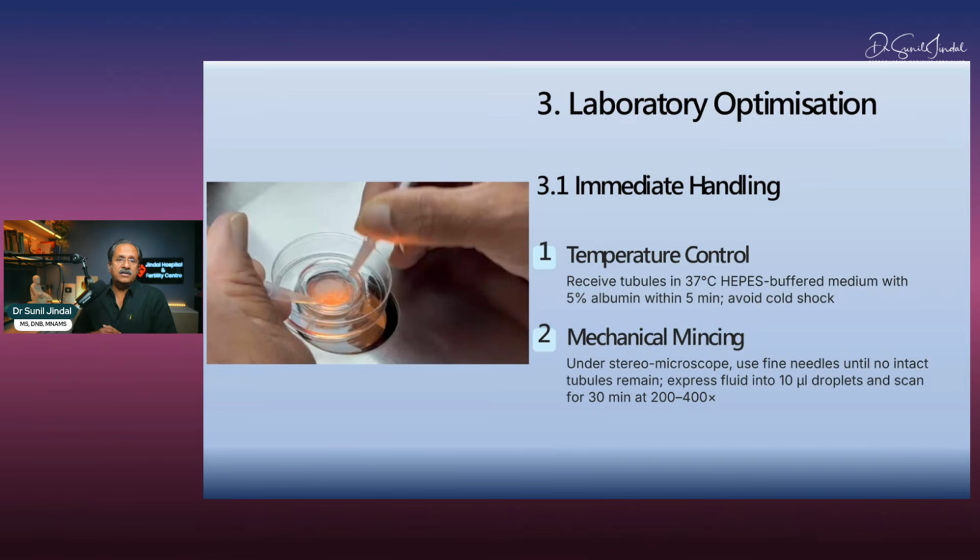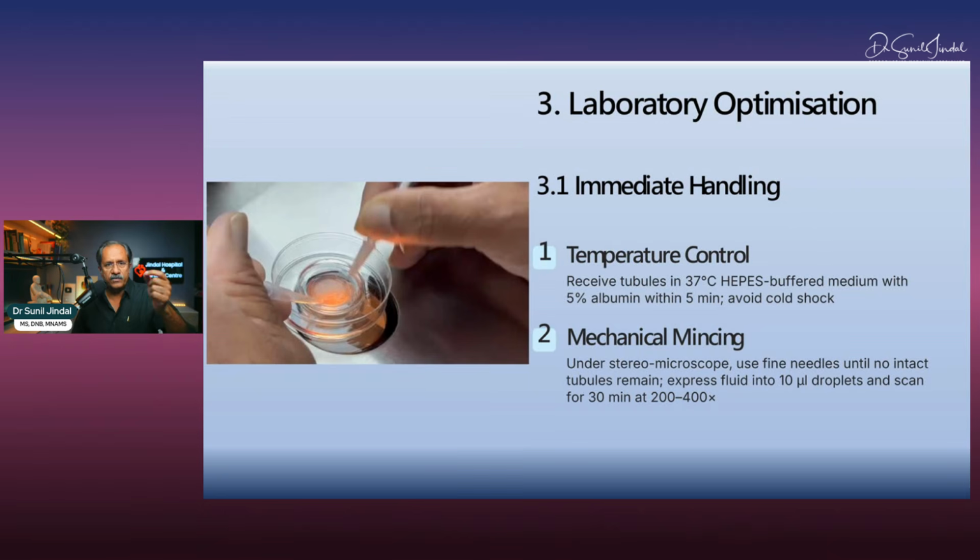We need a 37-degree HEPES-buffered medium with 5% albumin within 5 minutes to avoid cold shock. And we do mechanical mincing under a stereozoom microscope using very fine needles until no intact tubule is present. And we express all this fluid into a 10 microliter droplet and scan for 30 minutes at 200 to 400x.